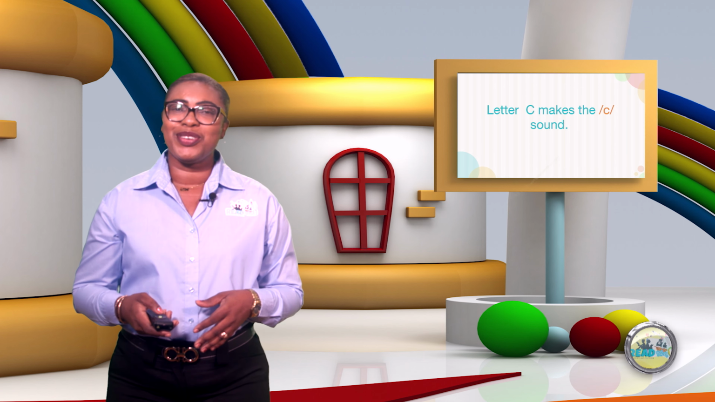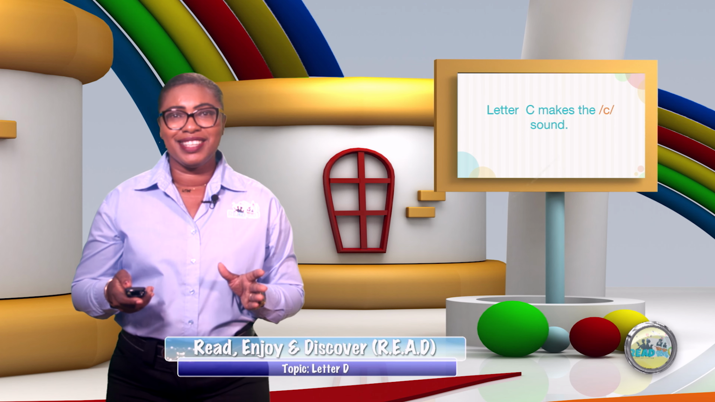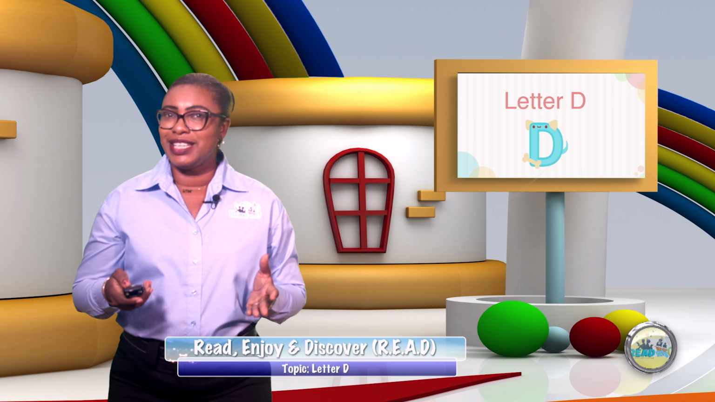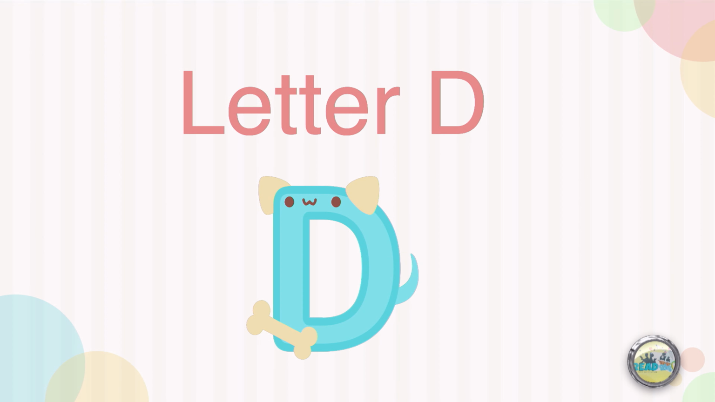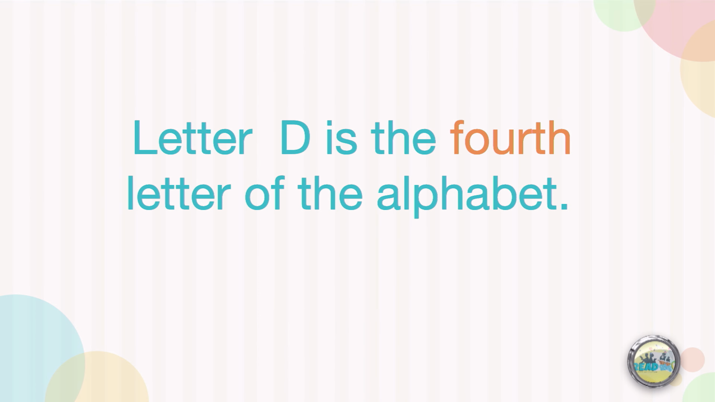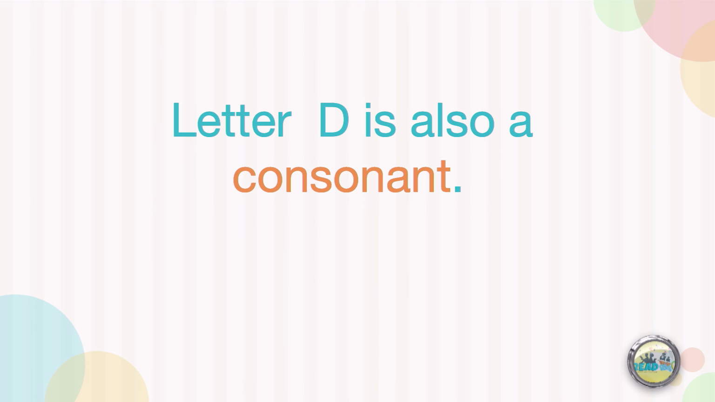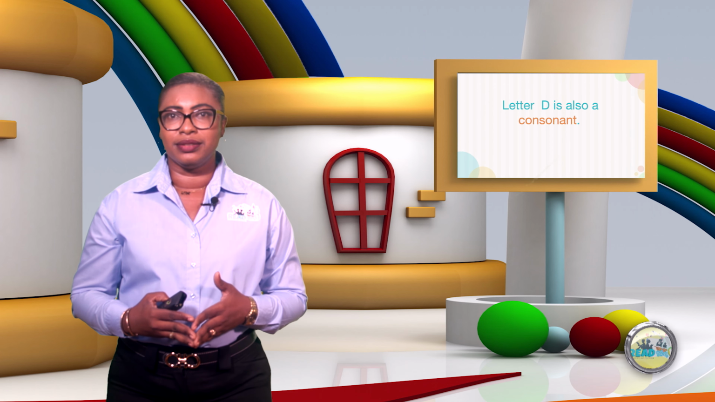Today, we are going to be moving on. And let's get ready to meet delightful D. What's our letter for today? Letter D. Now, letter D is the fourth letter of the alphabet. Letter D is also a consonant, just like letter C. Letter D makes the sound D.